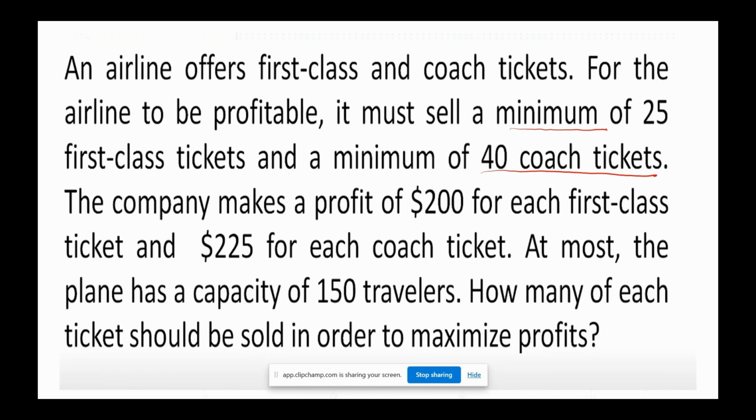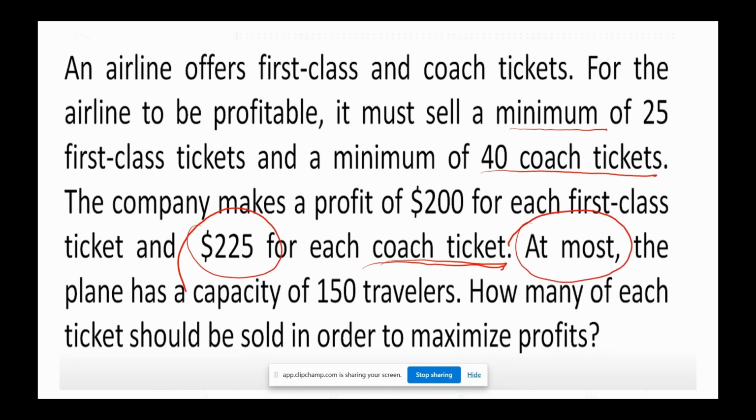So the company makes a profit of $200 for each first class ticket and $225 for each coach ticket. This is the profit the company is making in these two categories. The first category is first class, that is $200 profit. When you sell one first class ticket, the company will get $200, and if the company sells one coach ticket, it will get $225 profit per ticket.